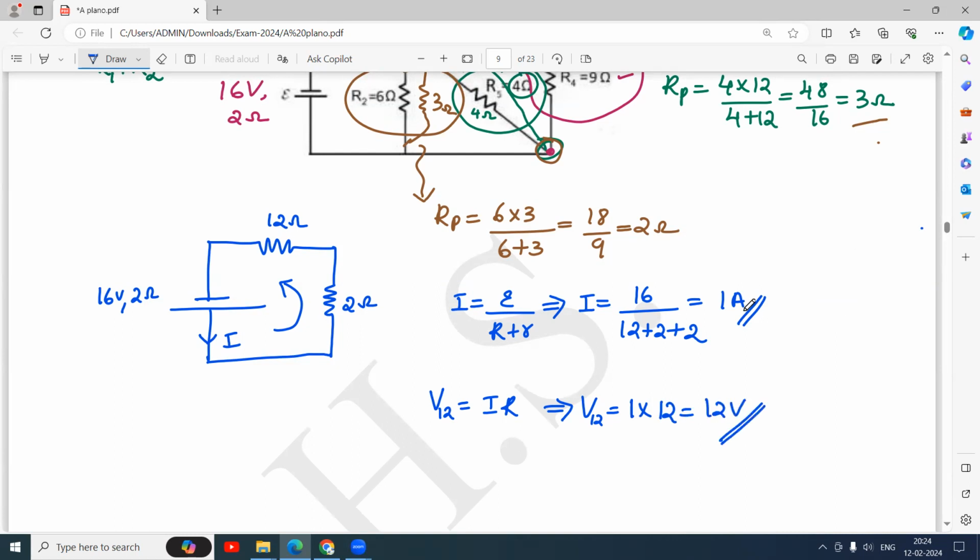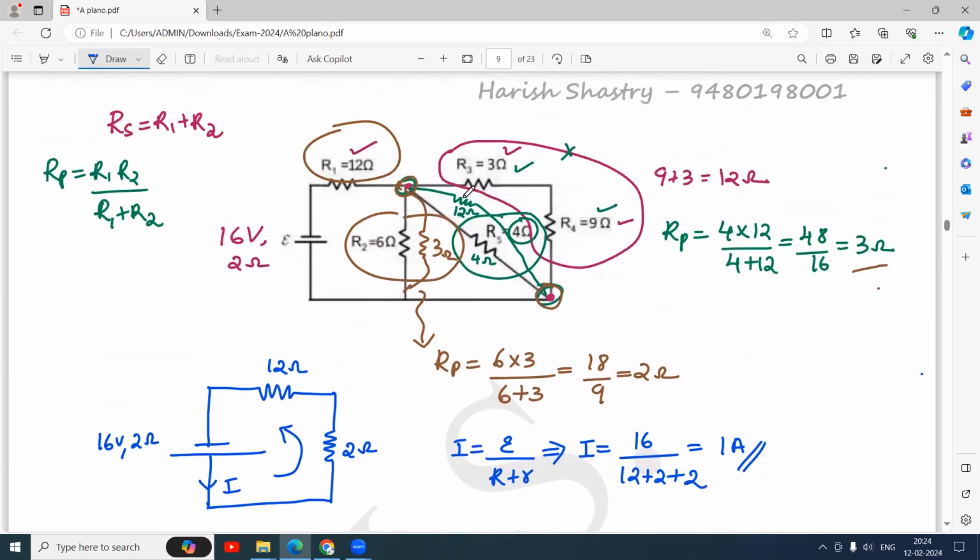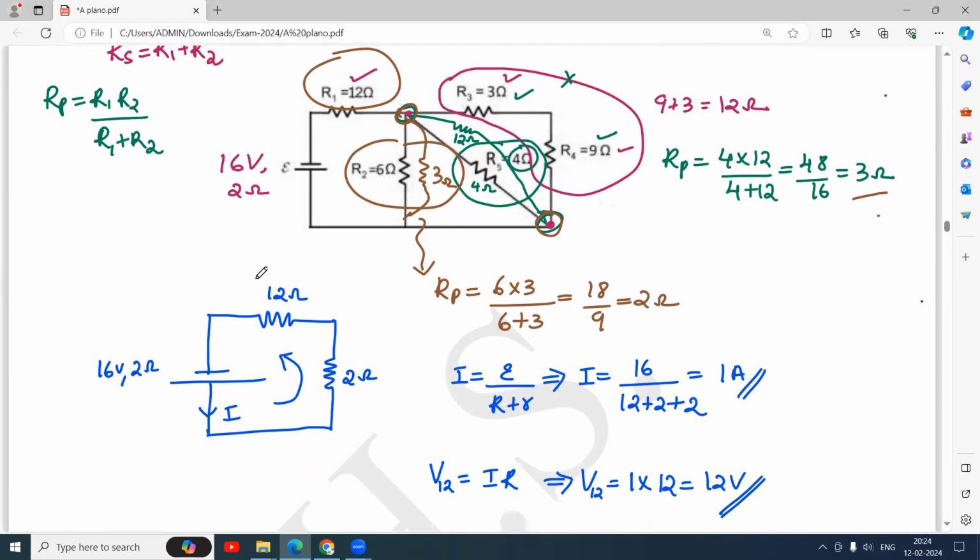Simple. So what you have to do is replace all these resistors: 9 and 3 make 12, 12 parallel 4 is 3, then 3 parallel 6 is again 2. So replace all the resistors one by one, then make the simplest circuit like this, and then find out the answer.